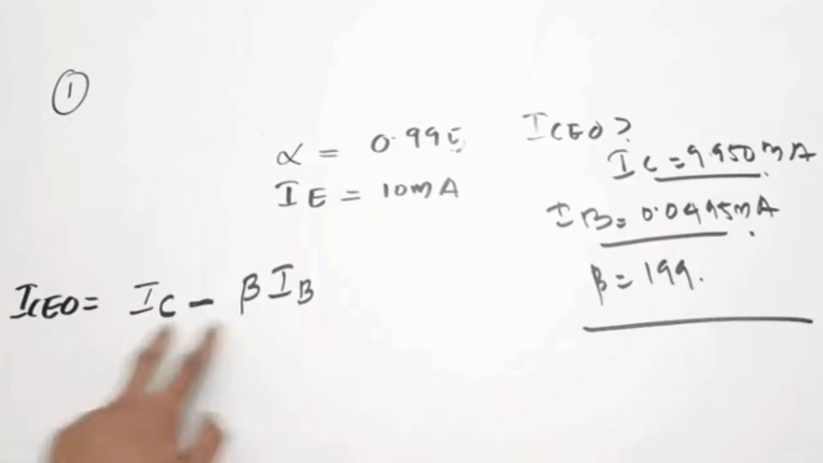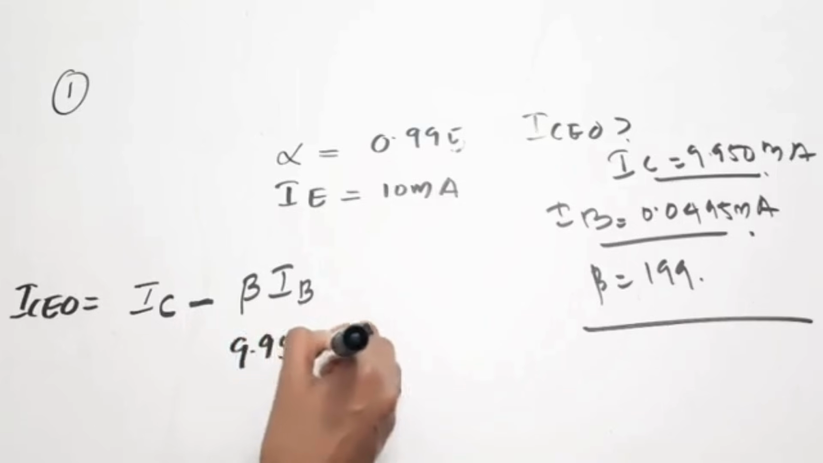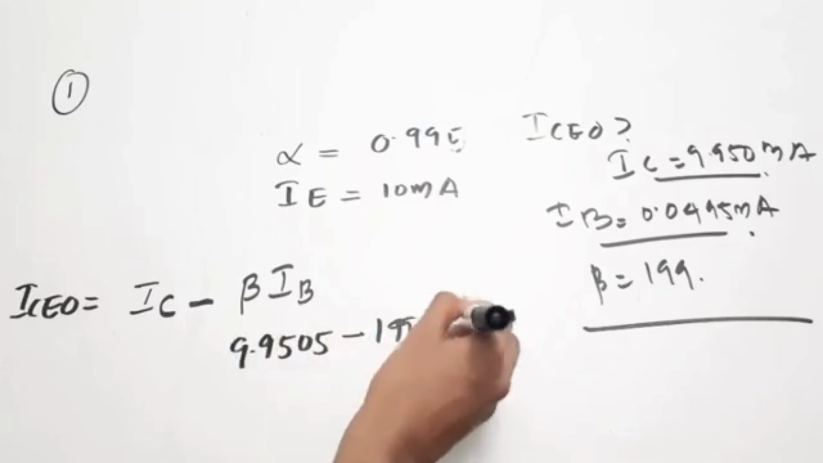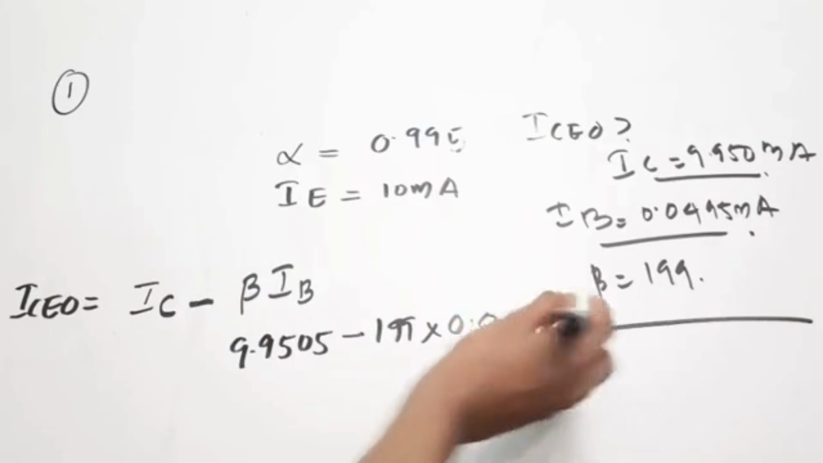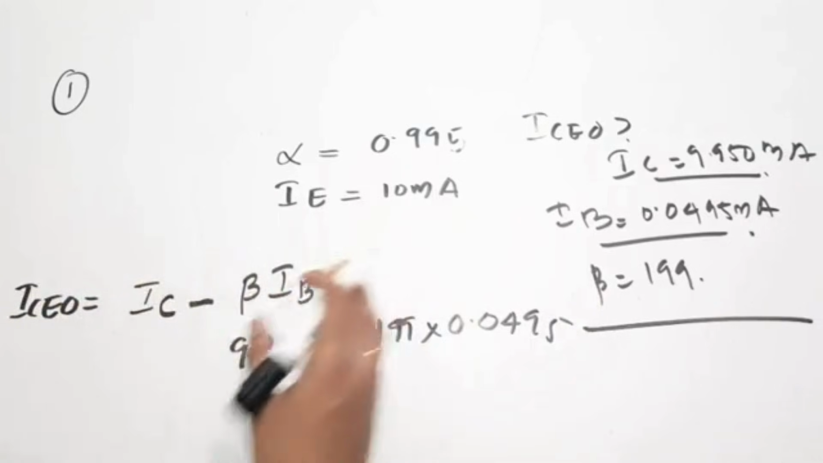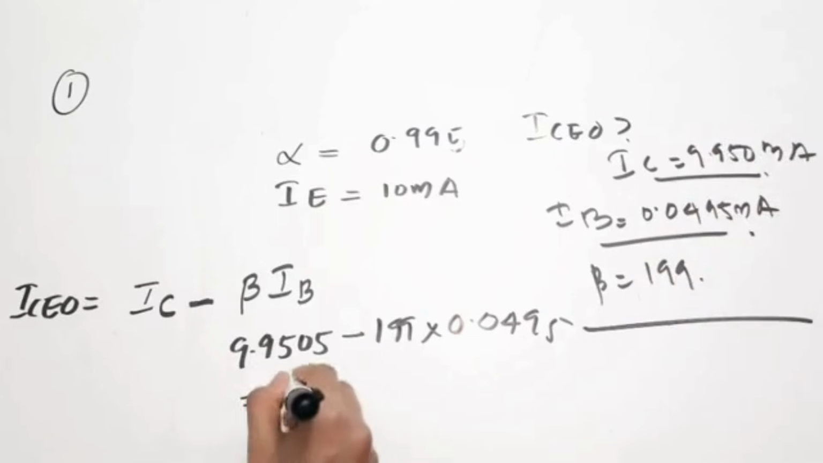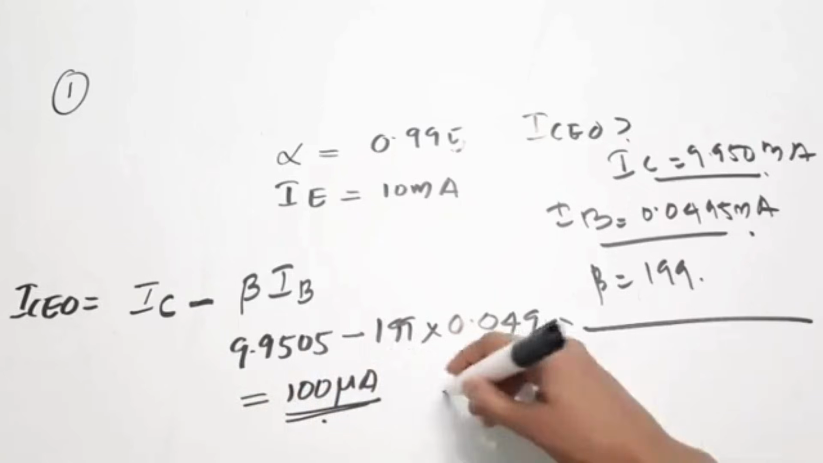Now we have IC, we have IB, we have beta also. So we have written all the values here. Just substitute and find. So IC, I'm going to substitute 9.9505 minus 199 into 0.0495. For solving this equation, we need all these variables: IC, beta, and IB. That's why we have found IB, IC, and beta. Solving this, you'll get the value as 100 microamperes approximately. And the correct answer for the first question is option B.